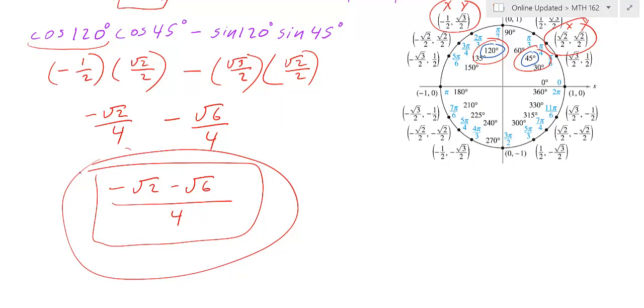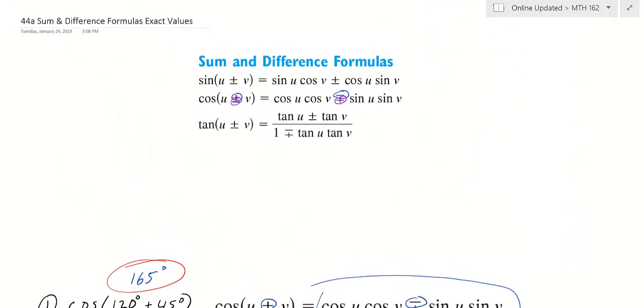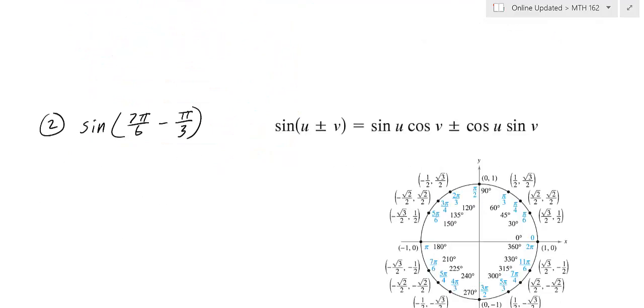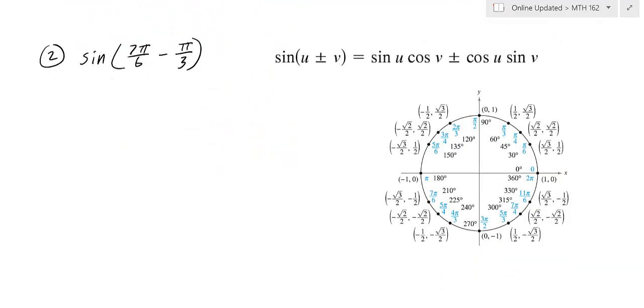And that's really all that it is to using these sum and difference formulas. So I'm going to give you another example to try, and you may want to try this on your own. You can pause the video and then continue.